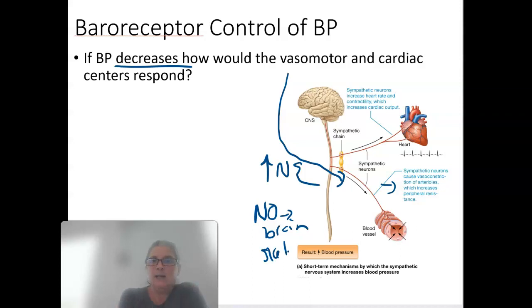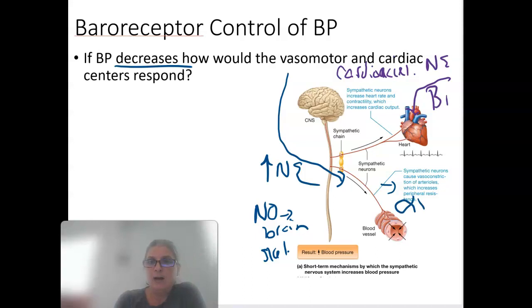Now, if we're looking at cardiac centers, if blood pressure dropped, now the cardioacceleratory center is going to respond. And remember that the cardioacceleratory center is going to release norepinephrine. It's going to go to the SA node. When it gets to the SA node, this time it binds to beta-1 receptors. So remember, when we're looking at smooth muscle, it's an alpha-1. When we're looking at cardiac muscle, it's a beta-1. And now it's going to open the sodium and calcium channels.